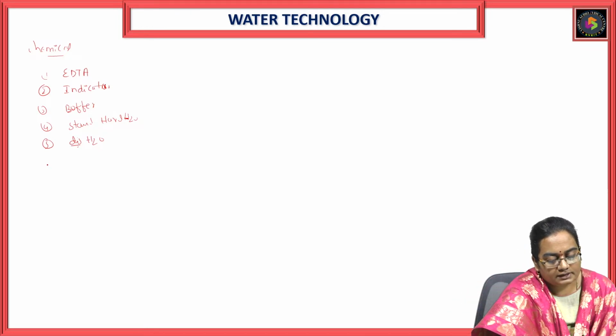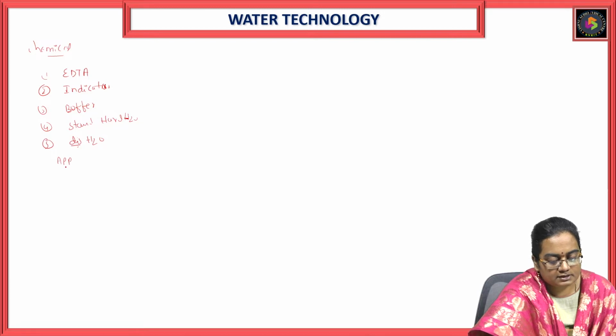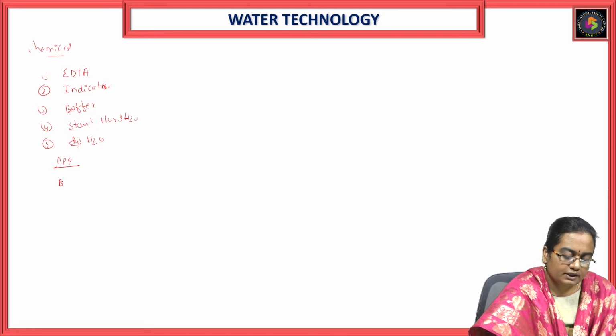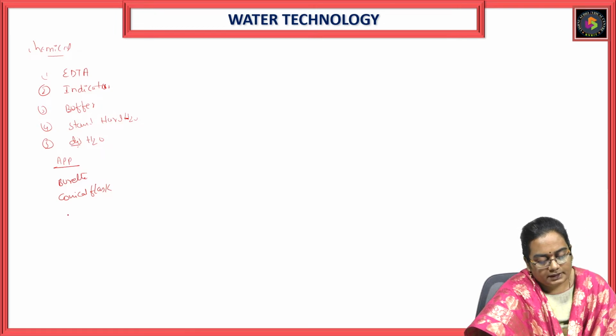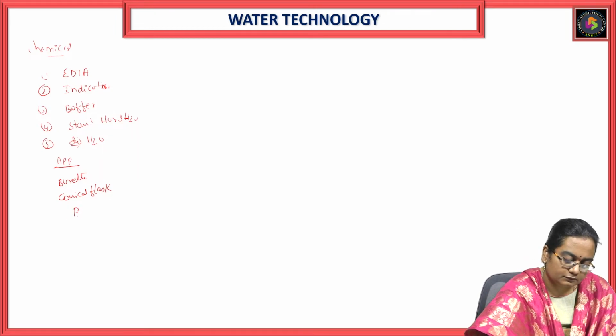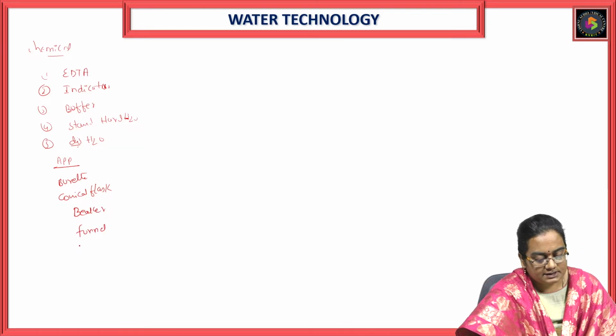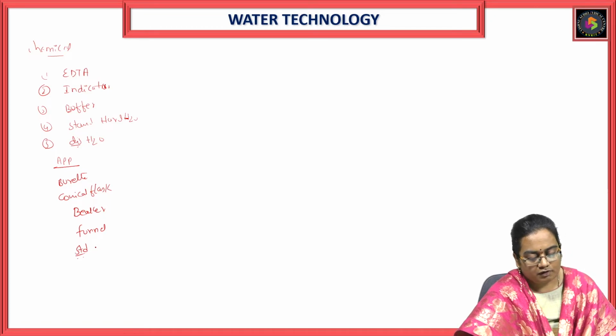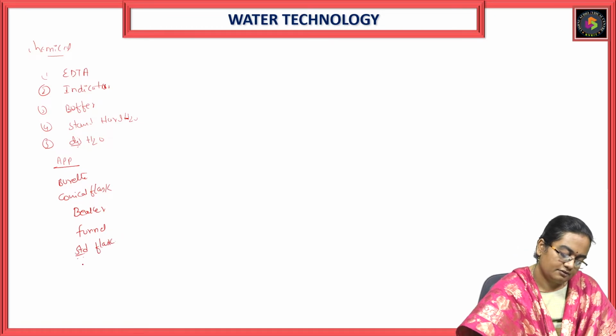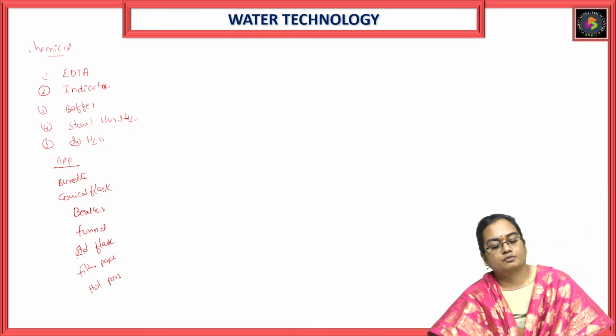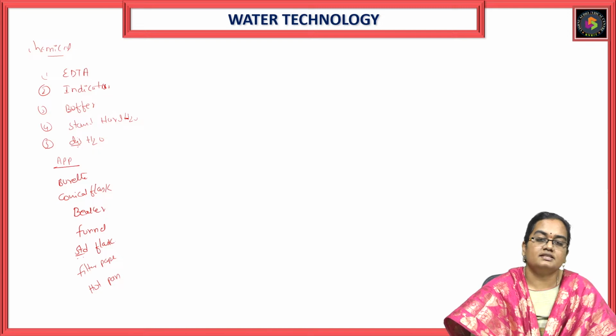And coming to the apparatus, we require a burette, conical flask, beaker, funnel, standard flask or volumetric flask, filter paper, and hot pan. So these are the apparatus we require here. Now let's move on to the procedure, what to do.